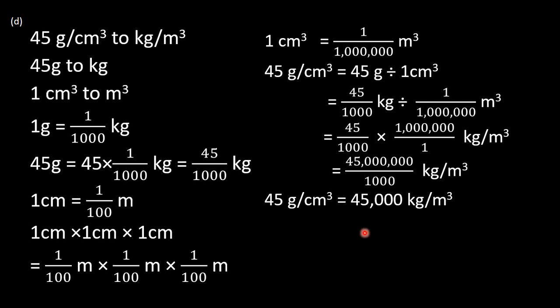Of course, we could also just say, if you know that 1 gram per cubic centimeter is equivalent to 1000 kilograms per cubic meter, it will imply that 45 grams per cubic centimeter is equivalent to 45 times the 1000 kilograms per cubic meter, and that will still give us the 45,000 kilograms per cubic meter. That's how we do these conversions.